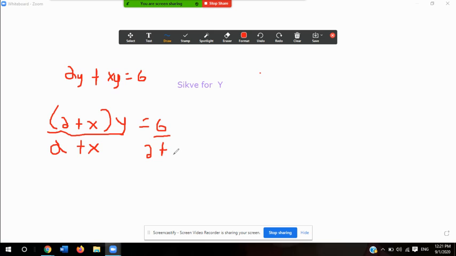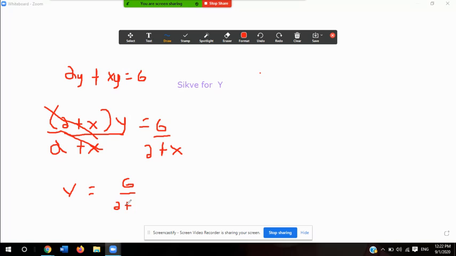2 plus x. So now I know that this is the same. So this is going to cancel out just like this. And y equals 6 over 2 plus x. So we did the first part of the problem, which was solving for y.